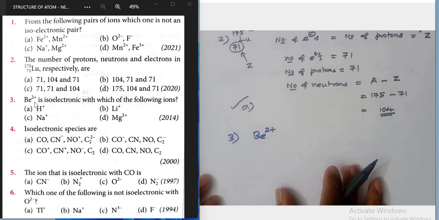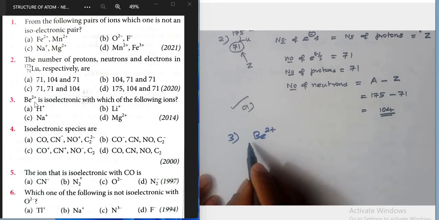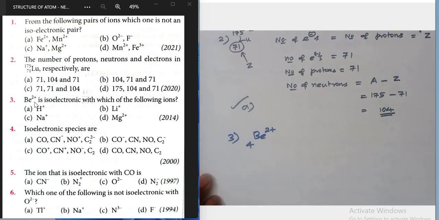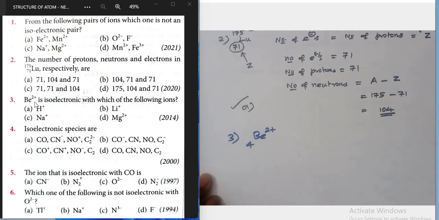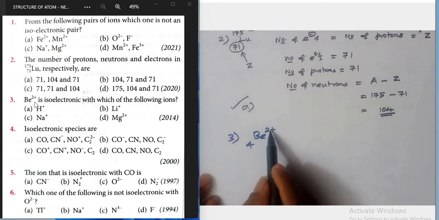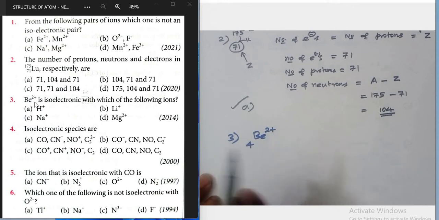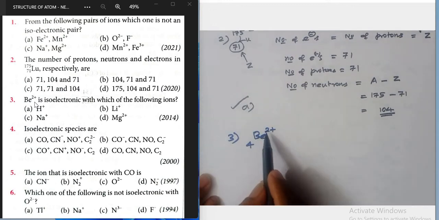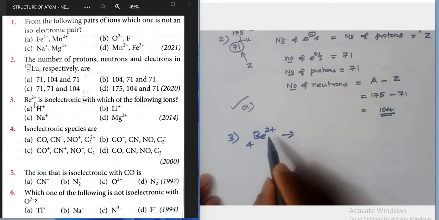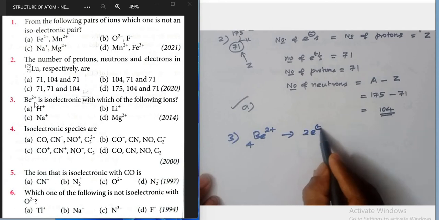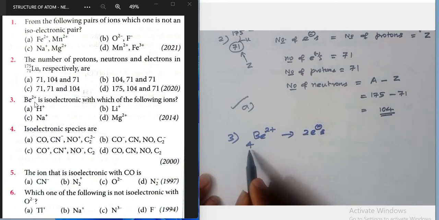Beryllium atomic number is 4. Remember that. That means neutral beryllium has 4 electrons. But now beryllium is given a charge 2 plus. Positive charge means you should remove electrons. So 2 plus is given, therefore we should remove 2 electrons. Therefore beryllium 2 plus contains only 2 electrons. Atomic number is 4, 4 minus 2, 2.